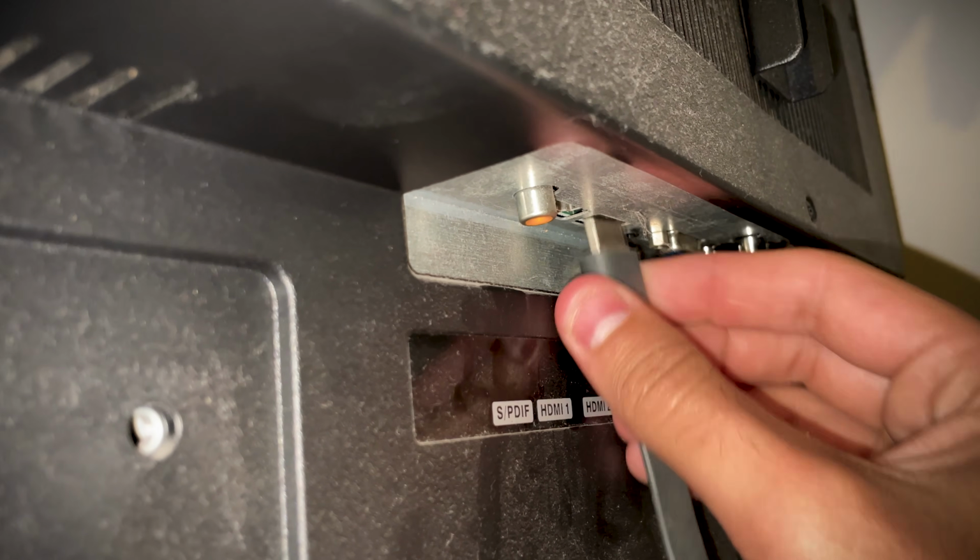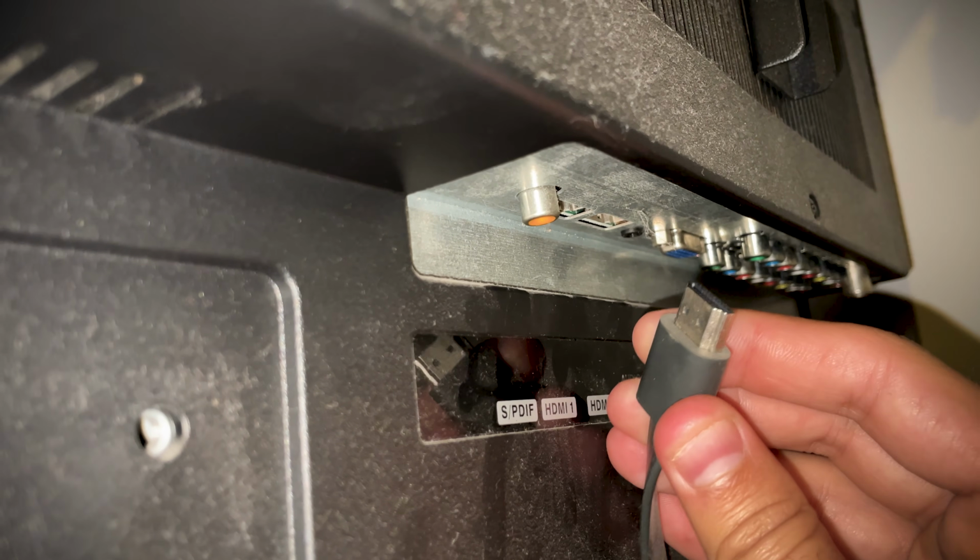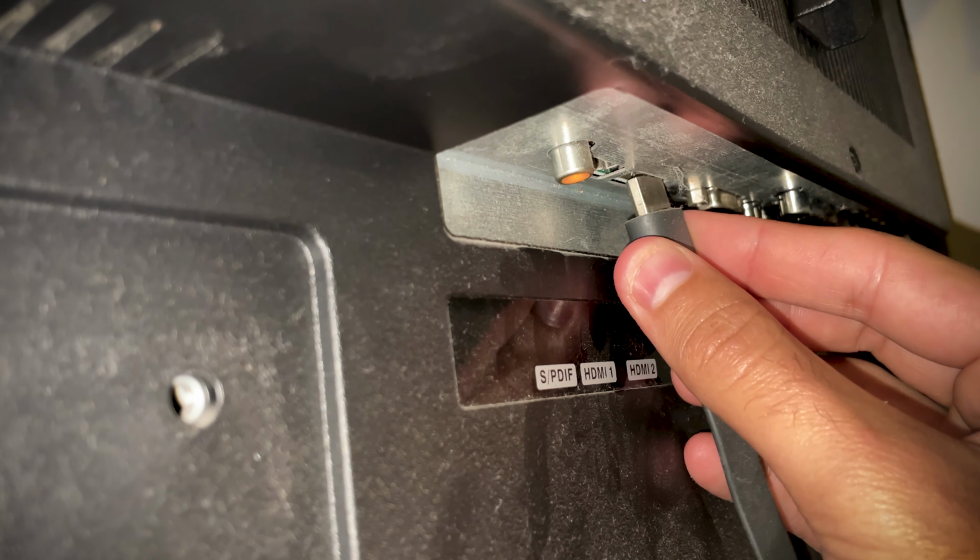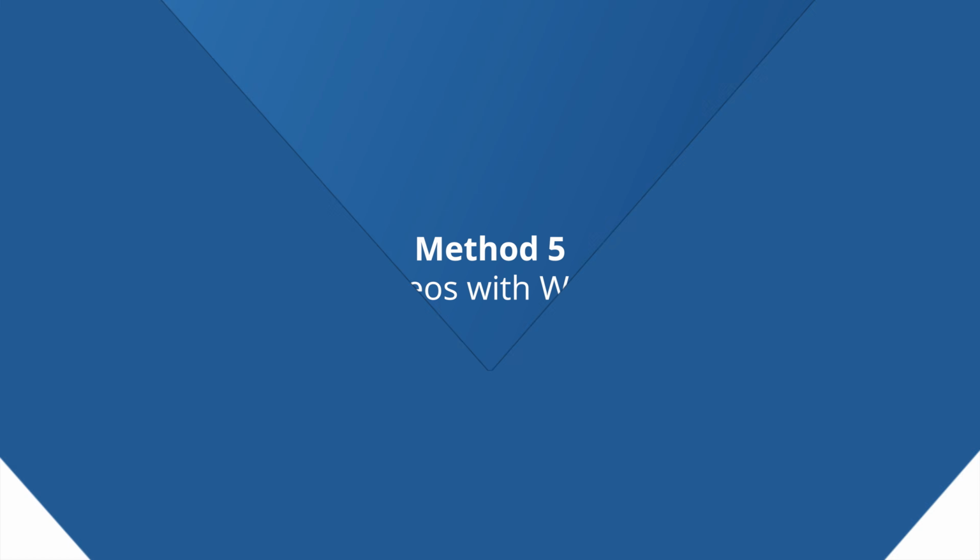If you're encountering the video flicker on a TV screen, there's a huge possibility that the video cable you're using might be loose or broken, so quickly check the cable for any loose connections, and if you see any physical damage, it might be time to replace it.